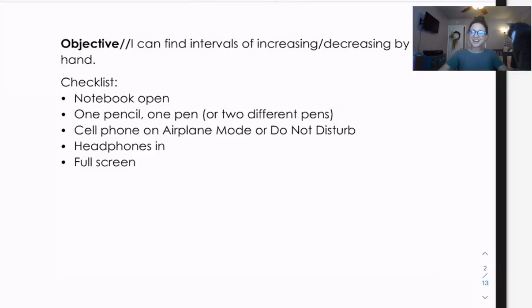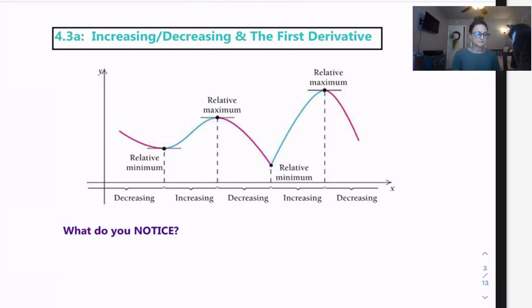Hey calculus, welcome back. Our objective today is going to be to find intervals of increasing and decreasing by hand. I've got the checklist on the screen. You know what to do from here.